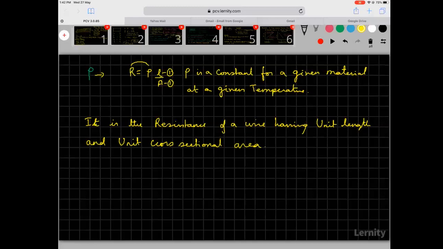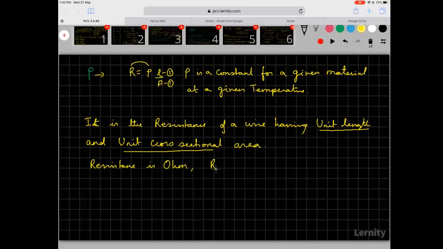It is the resistance of a wire having unit length and unit cross-sectional area. Length I made it 1, area I have made it 1. Okay, it is a constant at a given temperature. The unit of resistance is ohm. Okay, unit of resistance is ohm.